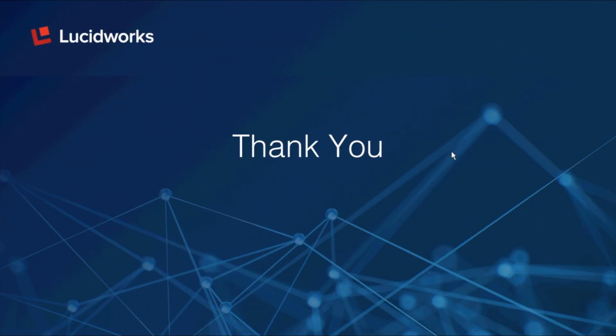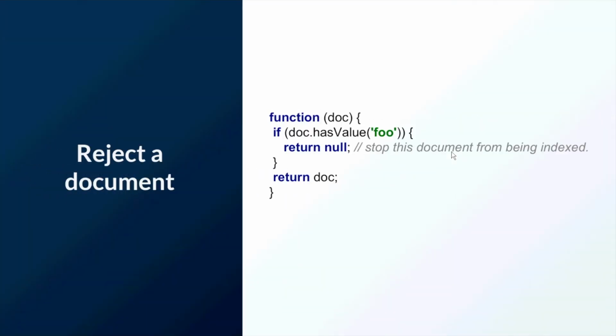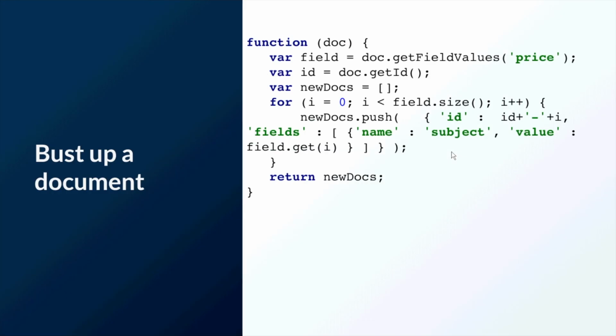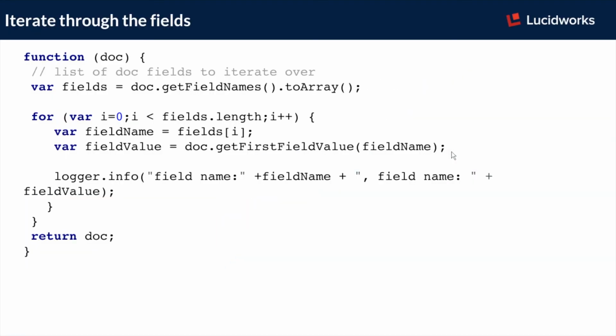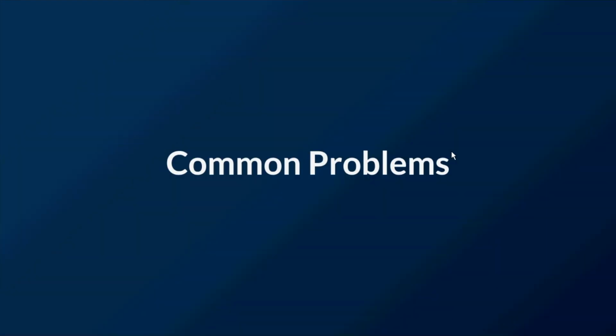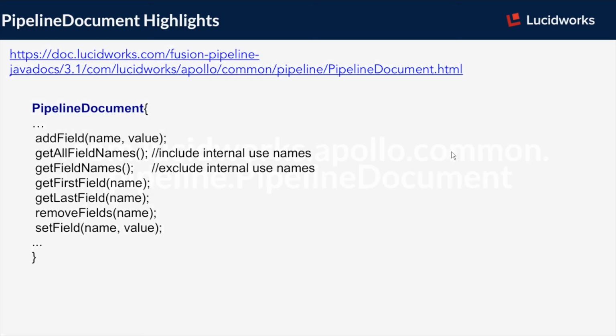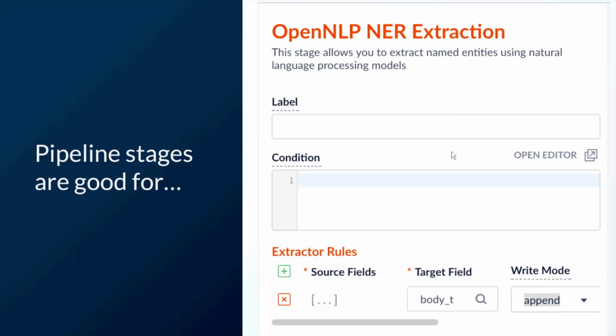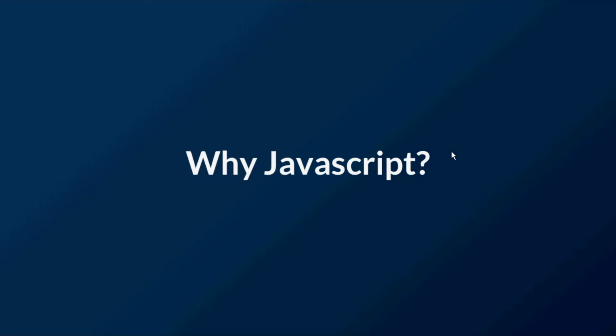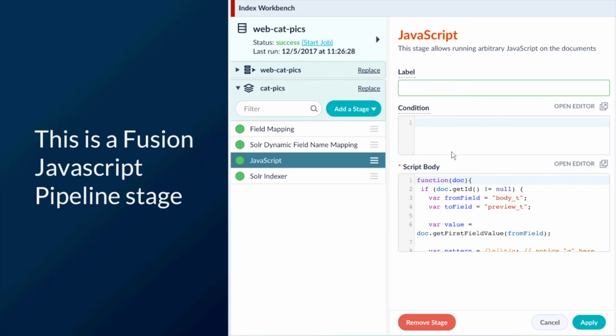So that's the main crux of my presentation. We've gone through and looked at how we access things with JavaScript. We've looked at the overall way that we include a JavaScript function. We talked about the pipeline document. We talked about the times that you would use this.